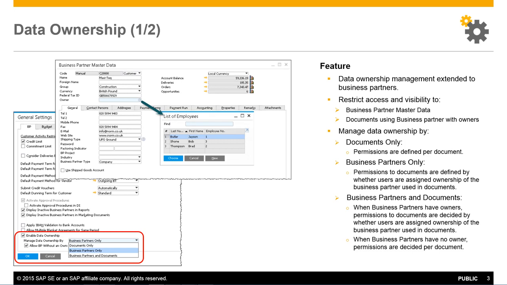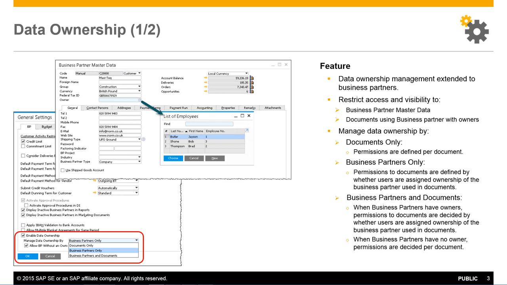Data ownership functionality in previous releases only supported marketing documents. We have extended data ownership management to include business partner master data, allowing the ability to restrict access to business partner master data and the creation of documents relating to corresponding business partners.